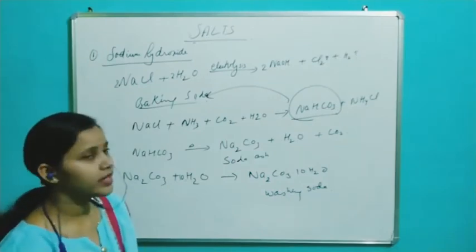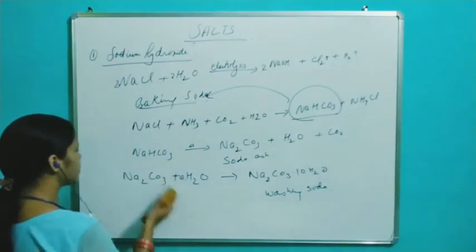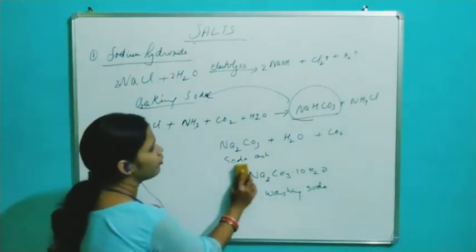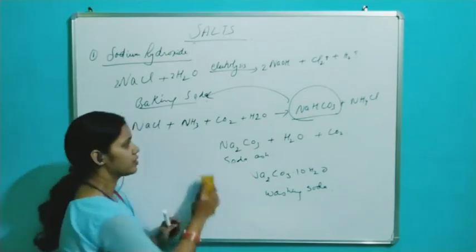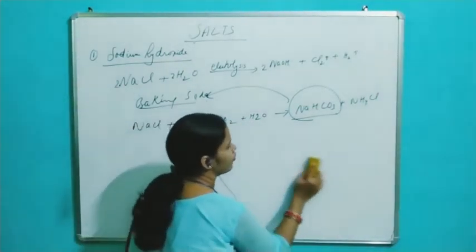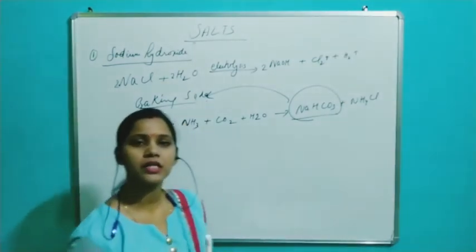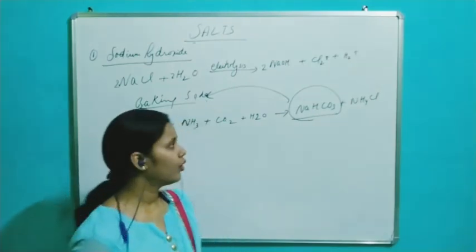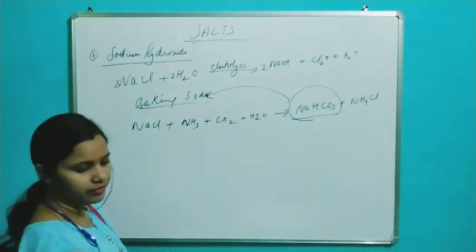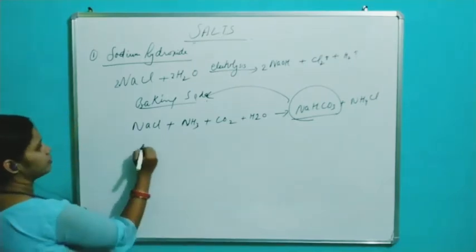The uses of baking soda: it is generally used for preparing pizzas and breads, generally for bakery purposes. Apart from that, it is also used in the sodium bicarbonate fire extinguisher. So that is the use of baking soda. Last we have one more, bleaching powder and plaster of Paris.